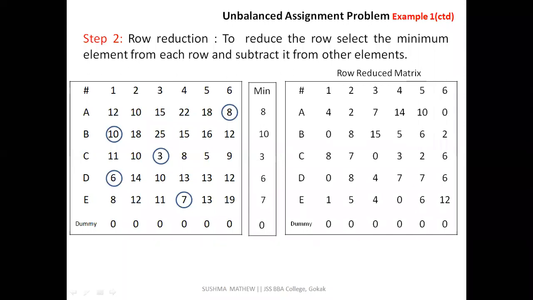Okay, once the row is reduced, what is the next step? Can Amit answer this? Amit Tambi? Is Amit there? Amit? Amit is not there. He has not joined at all. Shruti can answer this. Shruti? Yes, ma'am.